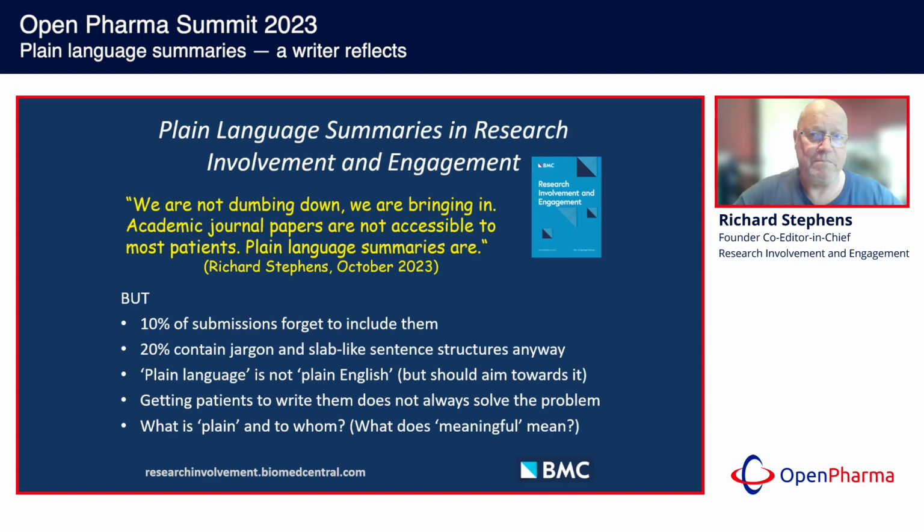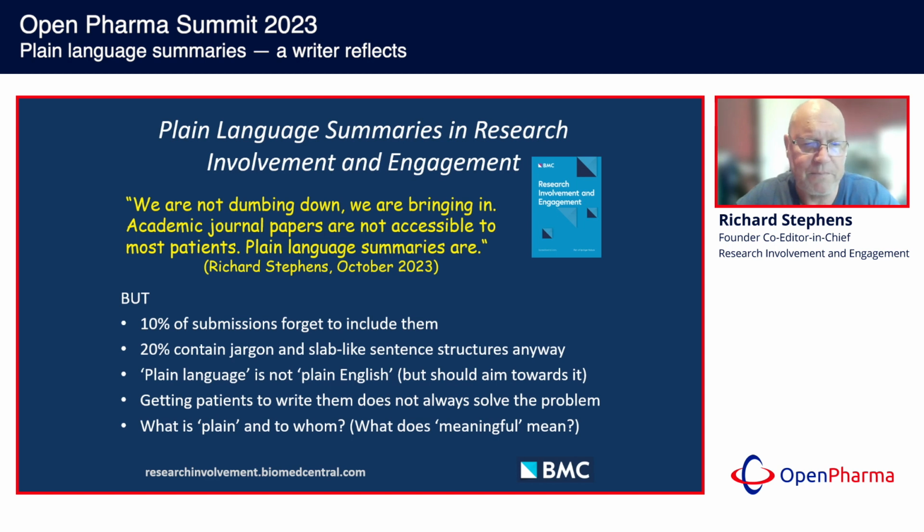People have said that because we insist on the plain language summaries, we may be dumbing down, but as far as we're concerned, we are bringing in an audience. A journal that specialises in involvement and engagement of patients and the public needs to make sure that our papers, and it is an academic journal, so they are academic papers, but nevertheless, they need to be accessible to that particular audience. As that says there, plain language summaries are accessible.